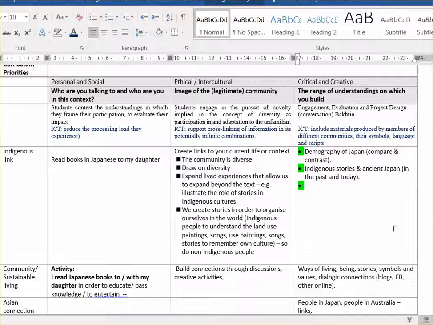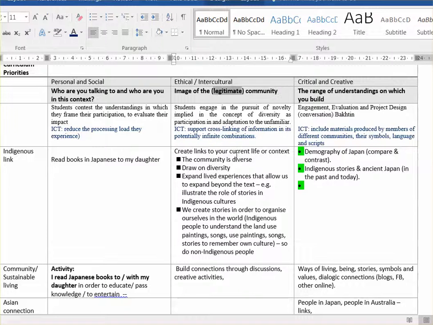So I am not quite sure whether these activities are good here. These connections suggested by my students in literacy were good pointers. What they were saying is, if you want to help students slowly, ethical interculture is about the image of the community, right?